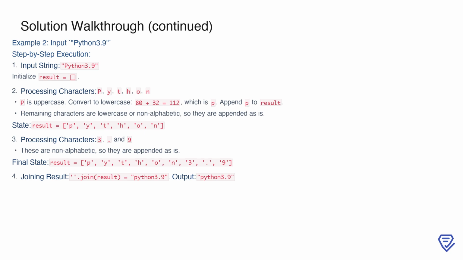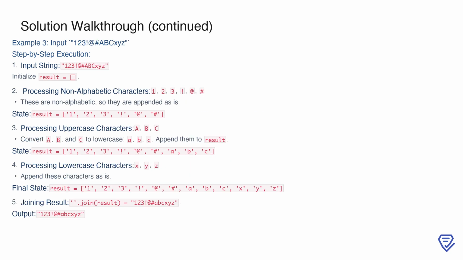The following characters, Y, T, H, O, and N, are all either lowercase or non-alphabetic, so they are appended to the list without modification. At this point, the state of result is P, Y, T, H, O, N. Next, we process the characters 3 and 9. These are non-alphabetic characters, so they are directly appended to the list as is. The final state of the result list becomes P, Y, T, H, O, N, 3, 9. Joining these characters together results in the output string Python 3.9.